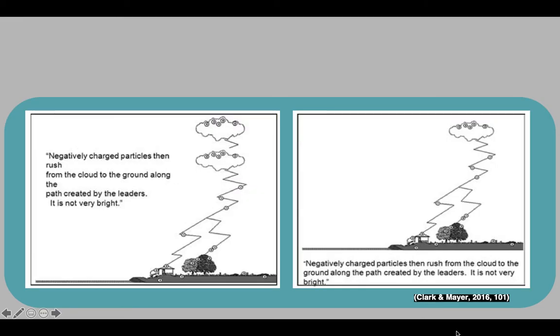As you see in the image on the left, the text is placed to the left of the corresponding lightning image. In the image on the right, the text is placed at the bottom rather than next to the corresponding image. The learners acquired more knowledge from the image on the left than from the image on the right.